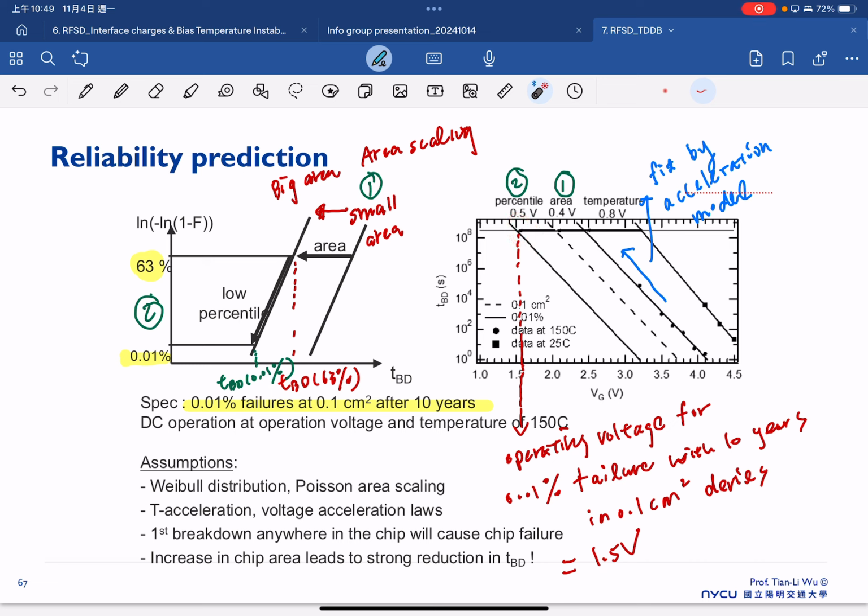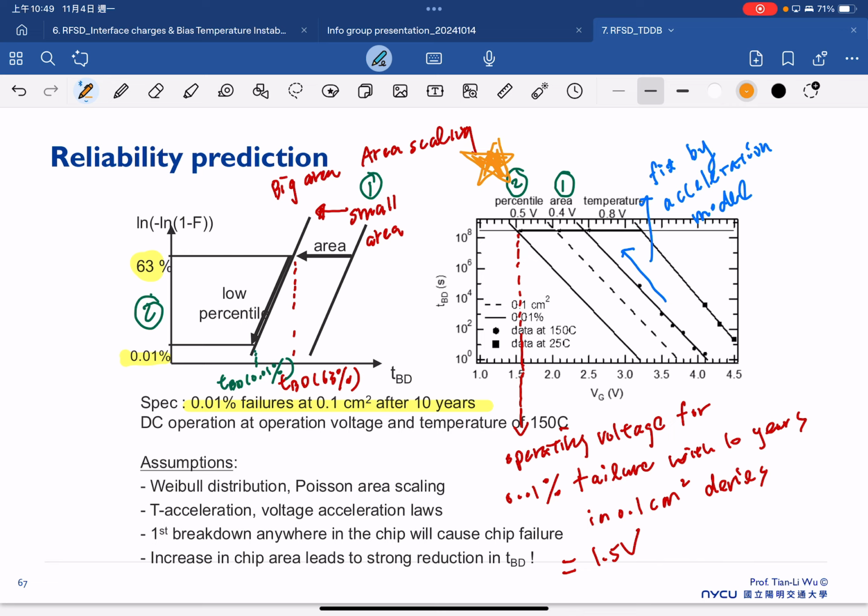So now I hope you understand why in the previous lecture, we spent the time to explain the area scaling. We spent the time to explain the Weibull distribution, and also now we have to use the acceleration model, because in the end we want to have this figure. And this figure is important. If you look at all the data sheets, all the company reports, they always use this way to convince their customer why their product can be used at 1.5 volt for 10 years.